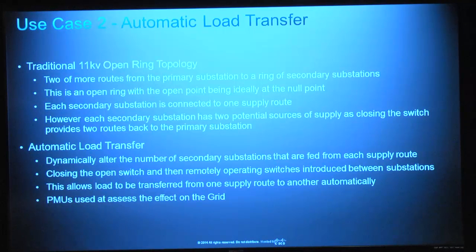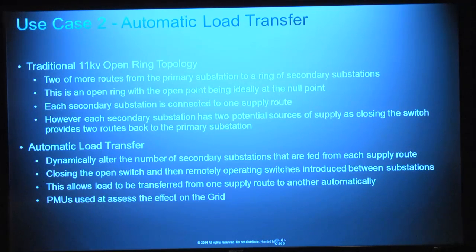Use case 2, automatic load transfer via an open ring. So the traditional topology of 2 or more routes from the primary station through a ring of secondary substations is what has been followed in the United Kingdom. There's an open ring with the open point being the null point, which is obviously determined based on the load throughout the time of day.